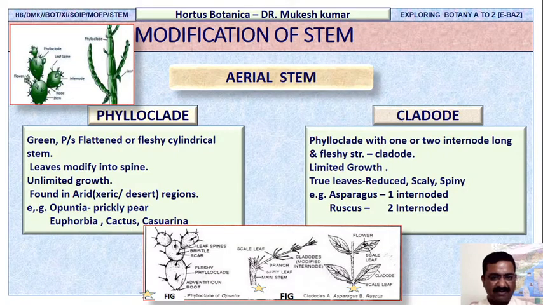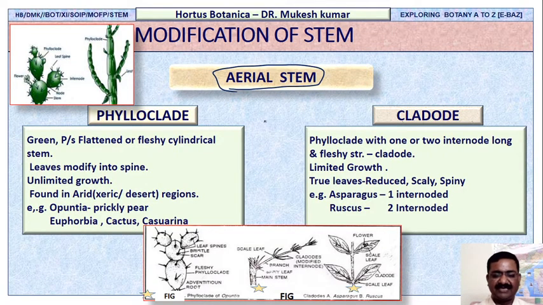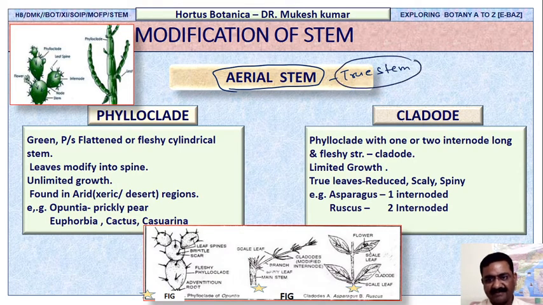Now, we have already said, now come to the point, aerial stem. Yes, it is the true stem. Fine, because it is aerial. And first we have the phylloclade. By name it is very clear. Phyll means leaf, clade means stem. So we find here that this stem appears like a leaf. That's why this modified structure is called phylloclade.